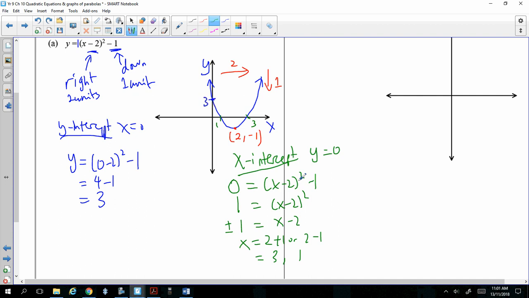All right, we'll go through one more time then. So I put 0 into y, move the 1 over, and square root. No, we're just square rooting, not null factor. We didn't factorize. This is a shortcut to find the x-intercept without expanding and factorizing.